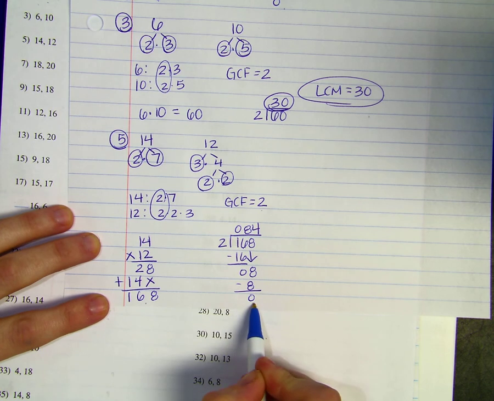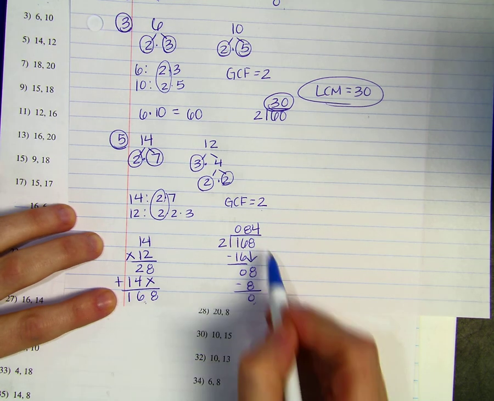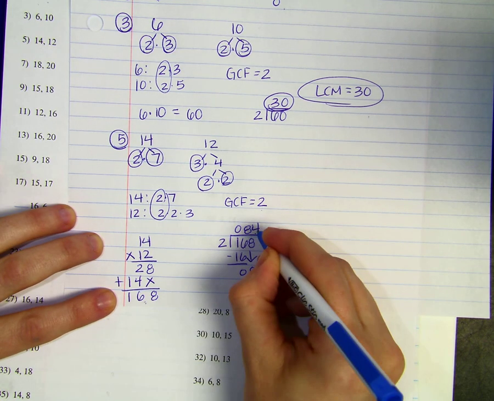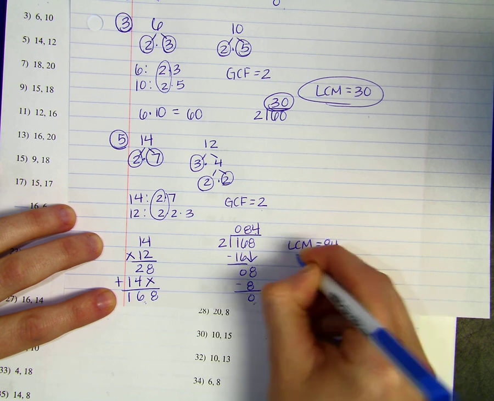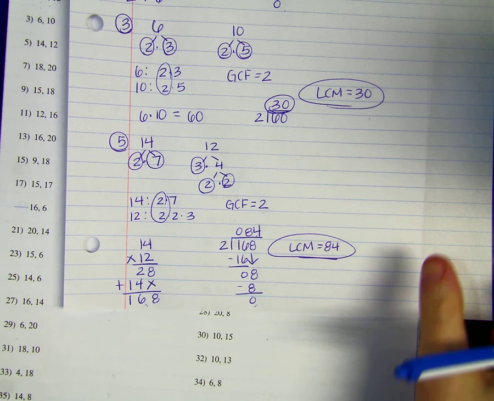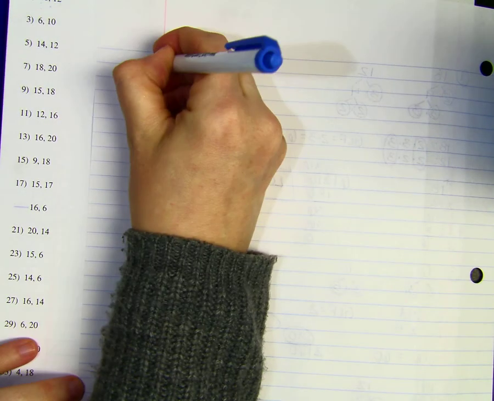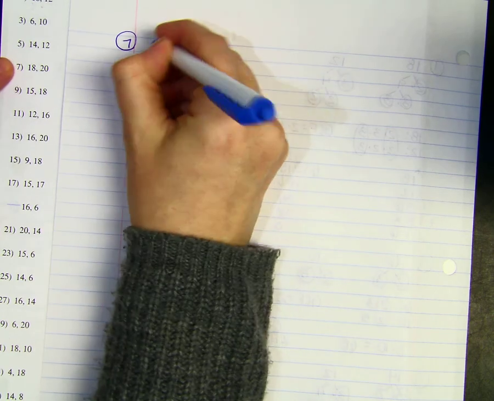Again, if you got a remainder, then you have made a mistake somewhere. You shouldn't get a remainder when you have to divide your product by your GCF. So here my LCM, this is my answer, is 84. The least common multiple of 14 and 12 is going to be 84. Let's try one more problem. Number 7 is asking for the least common multiple of 18 and 20.